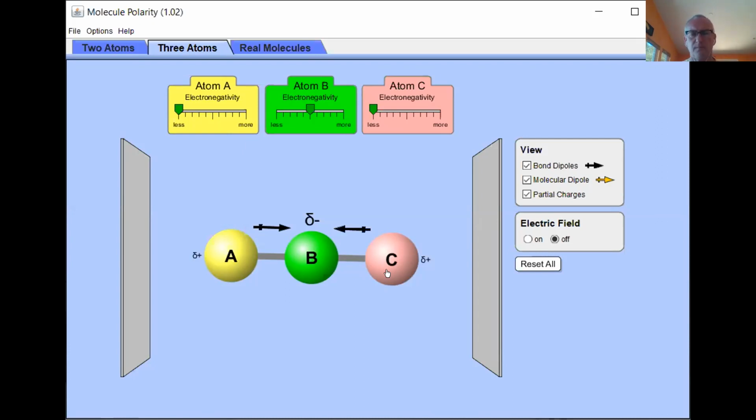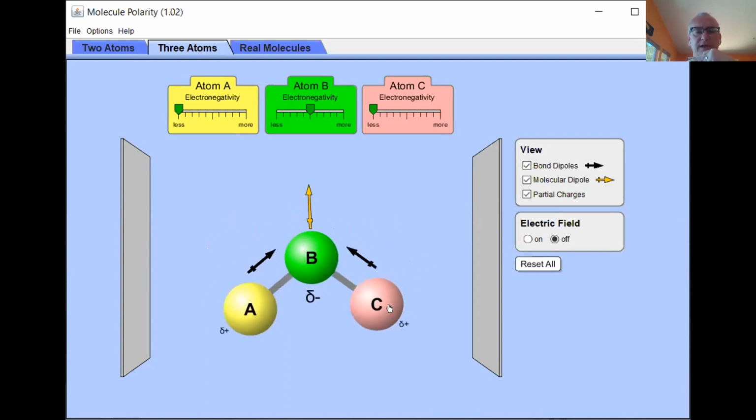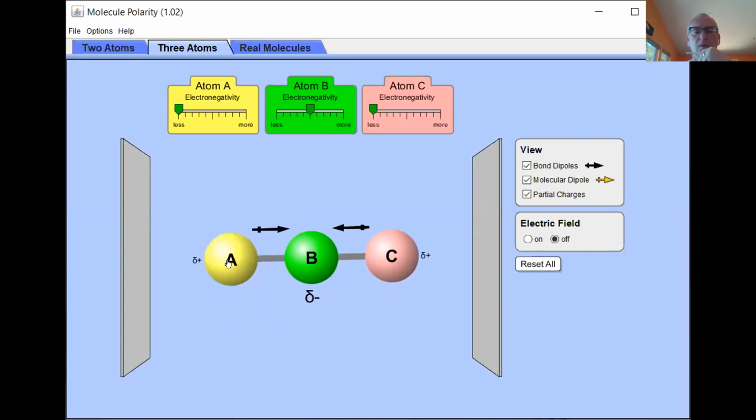Does it change when you change the shape? I changed the shape. Very good. I changed the shape. When it was bent, we call this bent because, duh, it looks bent, right? That's bent. And look, the more bent it is, the greater that molecular dipole becomes. But when I make it linear, that molecular dipole disappears. Why?